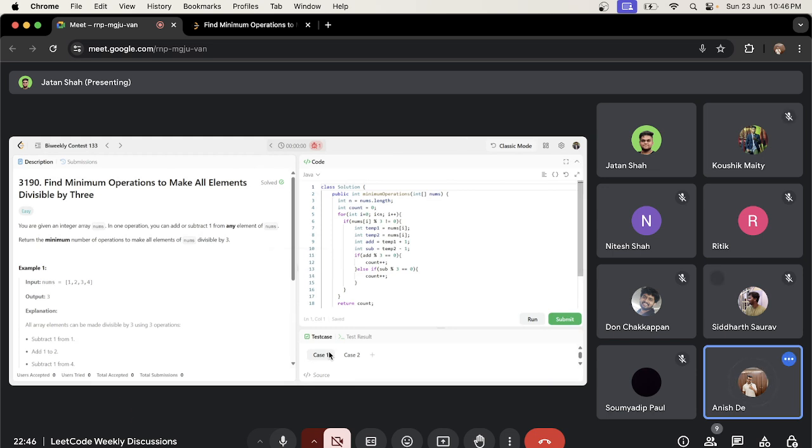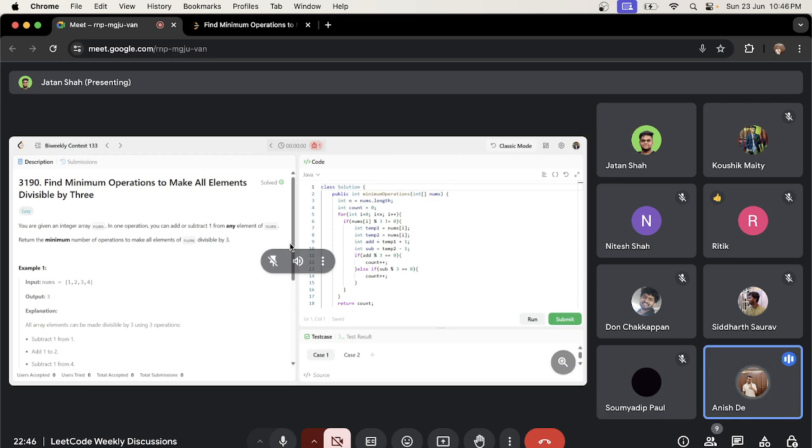Ritik, Siddharth, Saumadeep, Dawn, Nitesh. Yeah, it's clear. Yep. So we can move on. Basically, we are either adding one or subtracting one. If we need to use either one of them, we increase the count, and that's it. So we can move to the next question.